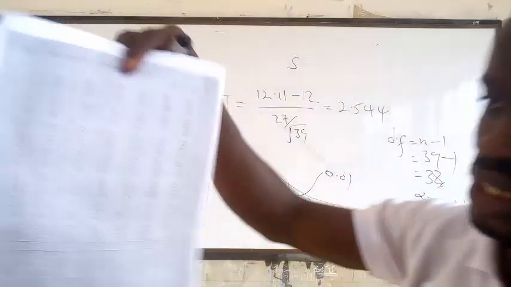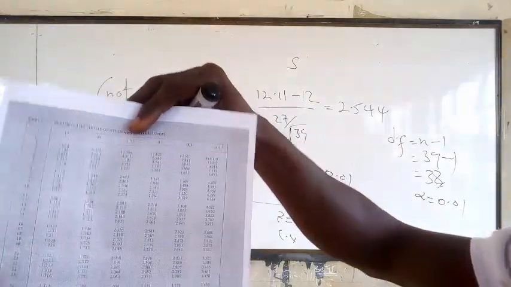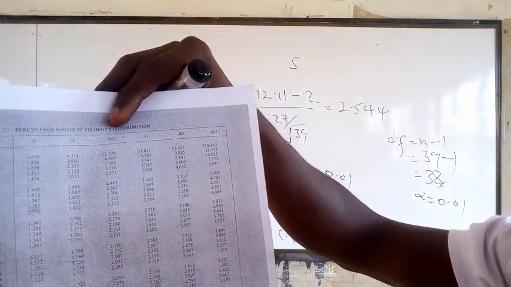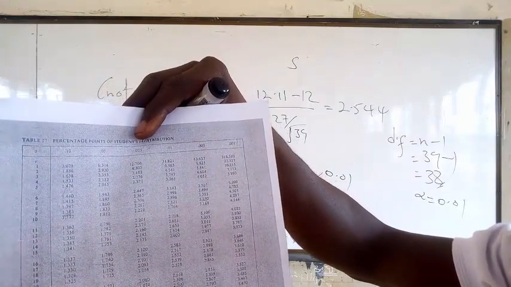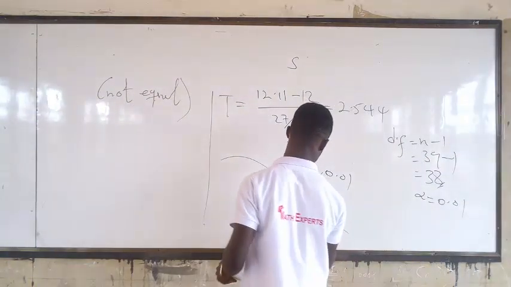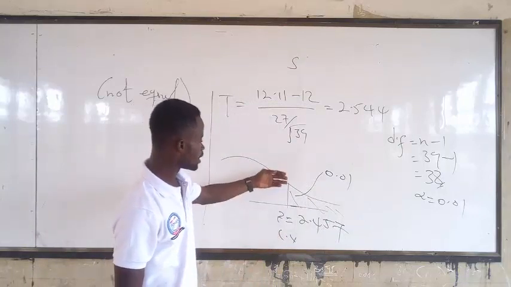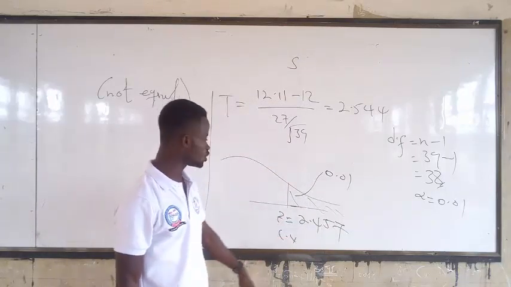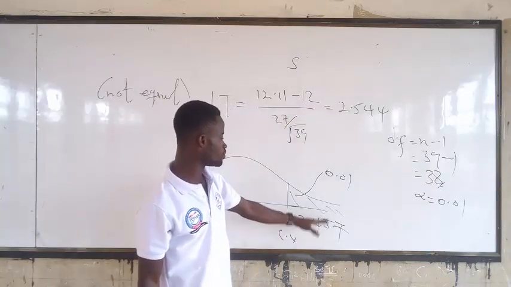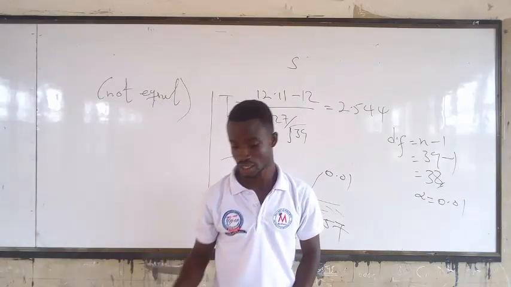I hope you know how we read it. From 30 you go to 40. So the 38 is inside the 30. Then you trace it here, and you get 2.457. Alright, so now that is our critical value. So with this, when you test, you will see that this one will still fall within the rejection range. So you reject the null hypothesis.